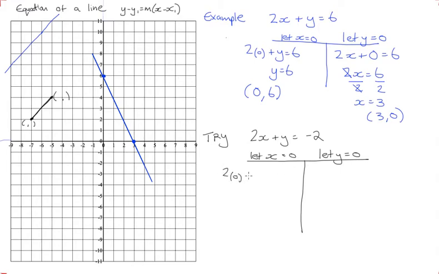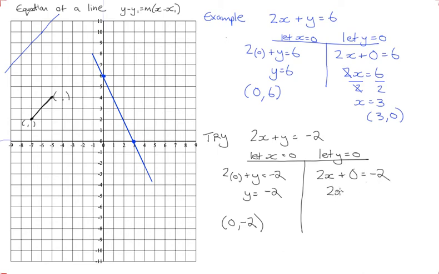2 and x is equal to 0, plus y is equal to minus 2. Well, 2 by 0 is 0, so you're left with y is equal to minus 2. Now on the left hand side, x is equal to 0, and y is equal to minus 2. We have our coordinates. On the right hand side, y is equal to 0, so it's 2x, and then plus, now y is 0, 0 equals minus 2.